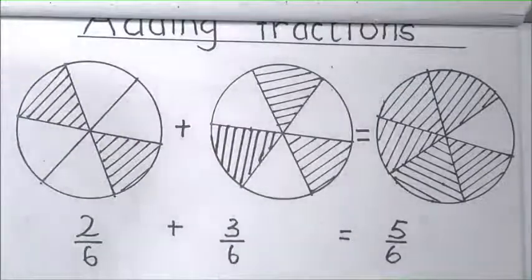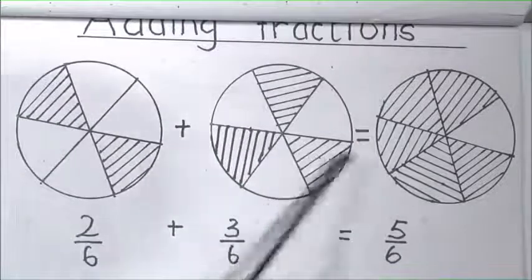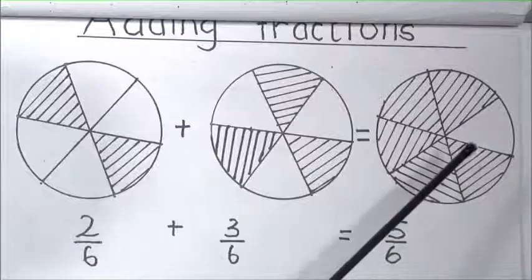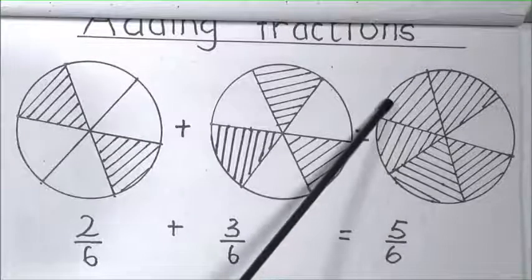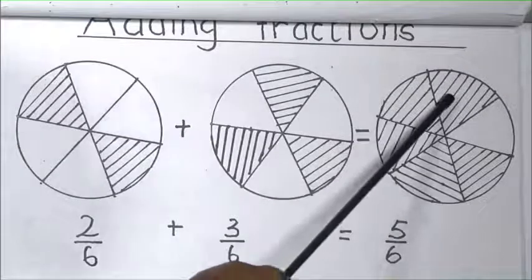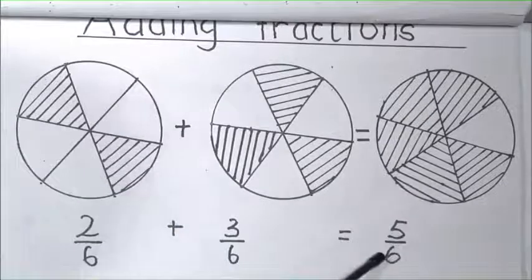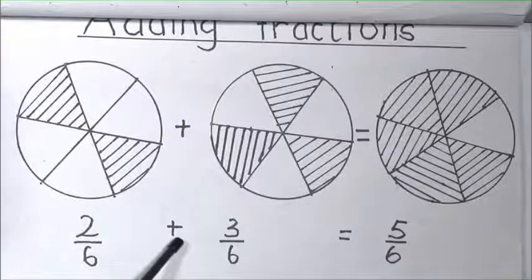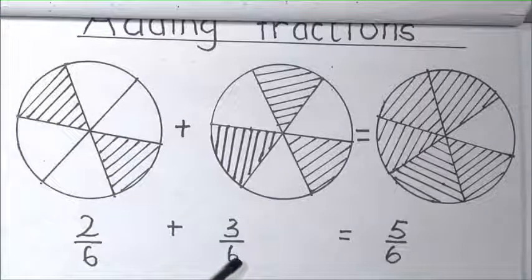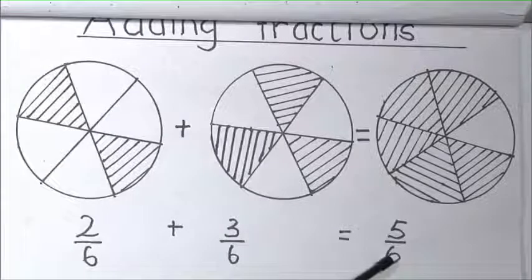Let us count the shaded parts, because these are shaded parts. So let's count. 1, 2, 3, 4, and 5. So we have 5/6. So if you add 2/6 to 3/6, what do you get, children? 5/6. Say it again. 5/6. Very good.